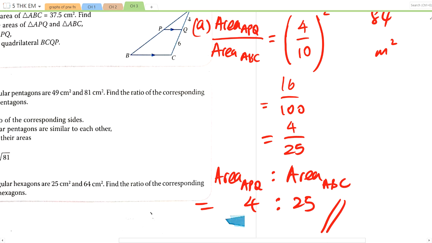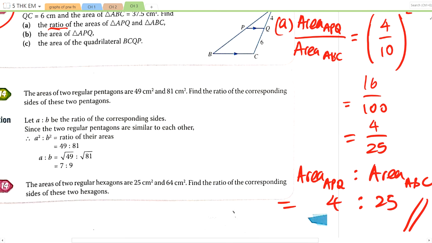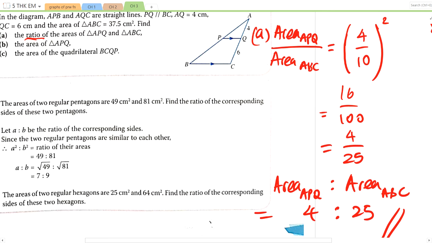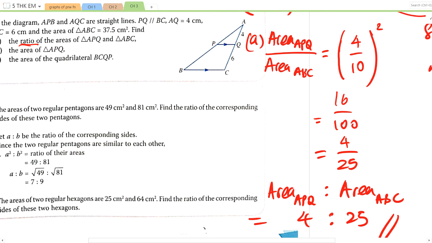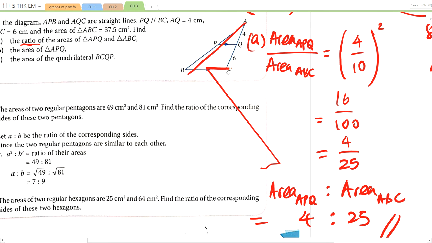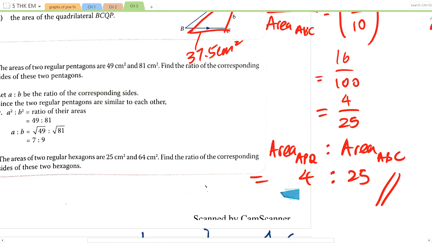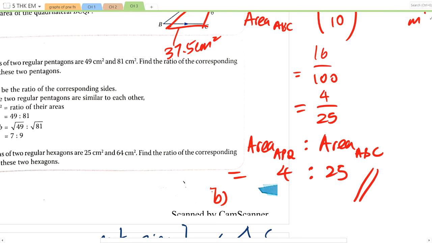Do you have that? Then area APQ. They tell us that the area of ABC is 37.5. This big one, 37.5. And I want APQ. So, part B. This is supposed to be 37.5, right? Then what is this over here?